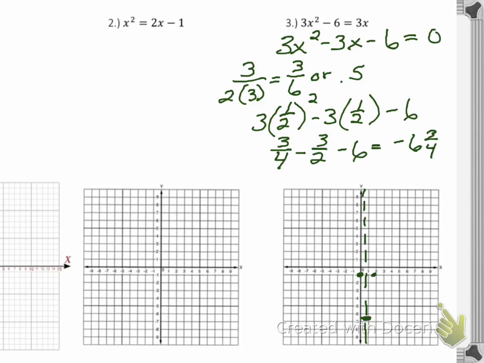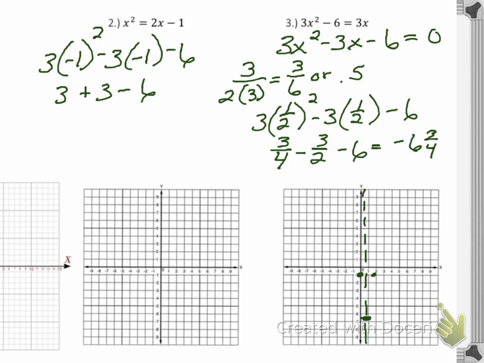Now I'm going to also plug in -1 because I can't tell exactly where this is going to cross the x-axis. So I'll plug in -1 as well. So I'll do 3 times -1 squared minus 3 times -1 minus 6. So this is going to be 3 plus 3 minus 6. Ooh, so that's going to be 0. So then I just found where it's going to cross the x-axis, which is at -1 and 0. And then I can also go ahead and reflect that. Let's see, that would be somewhere over here.